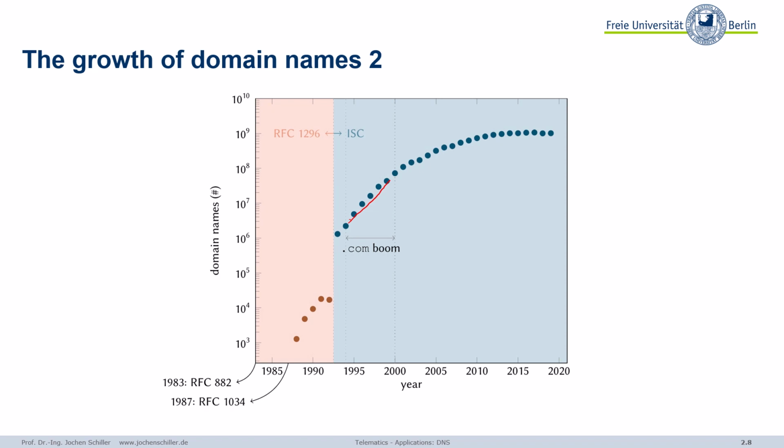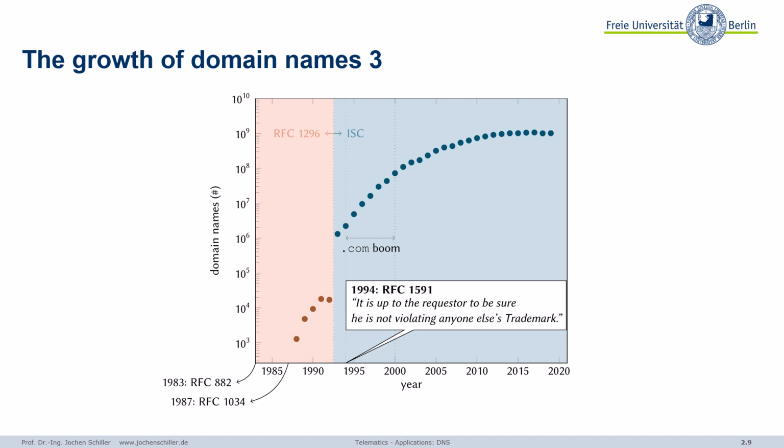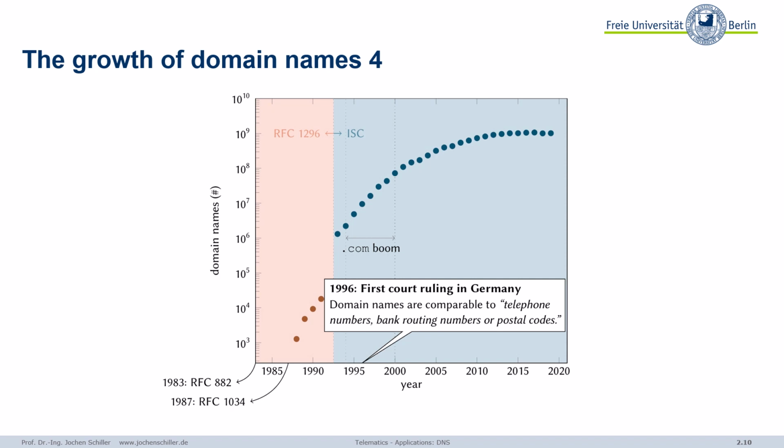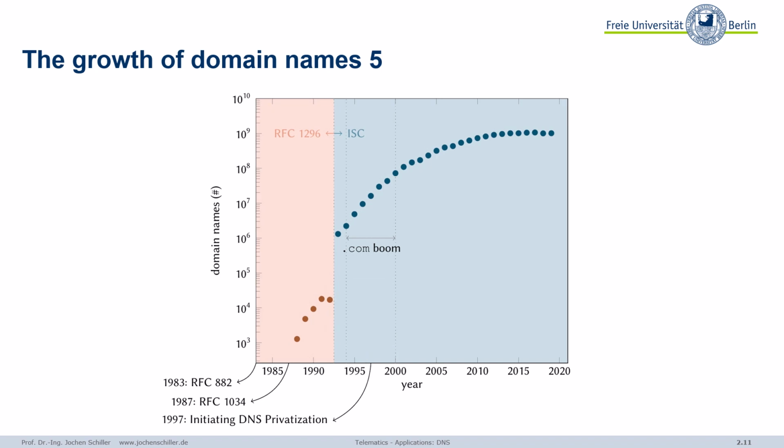Really, everyone needed a domain name for everything. Then it flattens a bit. But you see several developments like, oh, this is not a pure technology question anymore. It says, for example, in this RFC, it's up to the requester to be sure that he's not violating anyone else's trademark. Because technically, you can register whatever name, as long as no one else has registered it. But in real life, maybe this name is a trademark. So that means you cannot do this. And there were some court rulings saying, okay, domain names are comparable to telephone numbers, bank routing numbers, so they are quite important. So you see, now we have interaction between technology and law, society, etc.